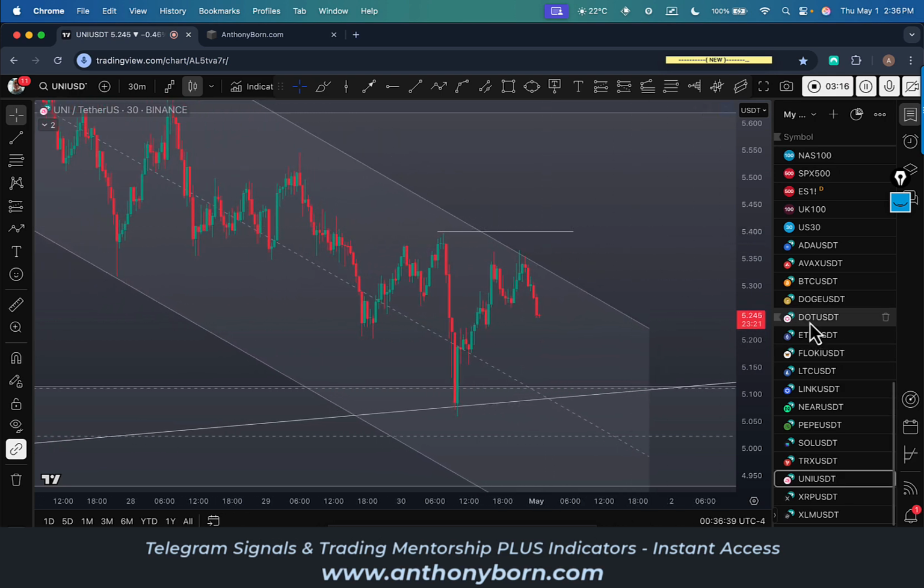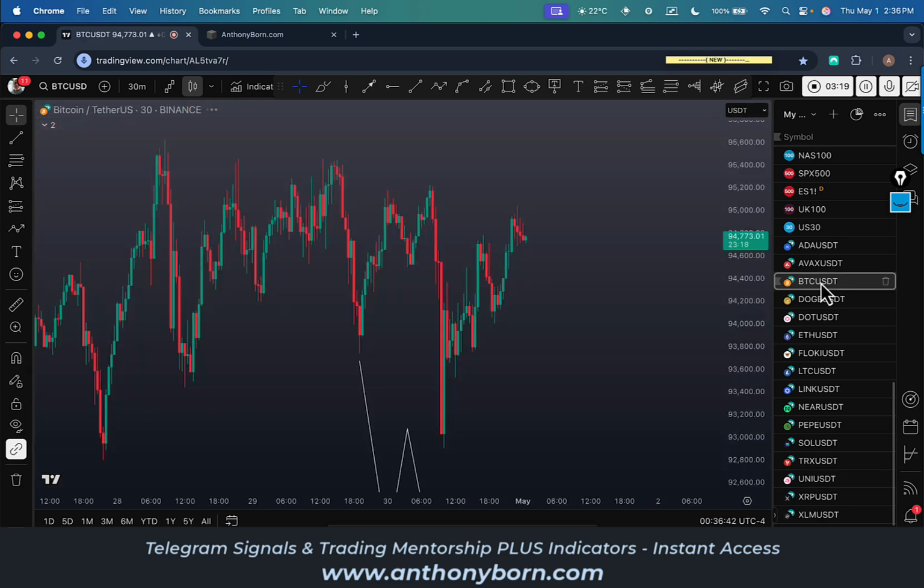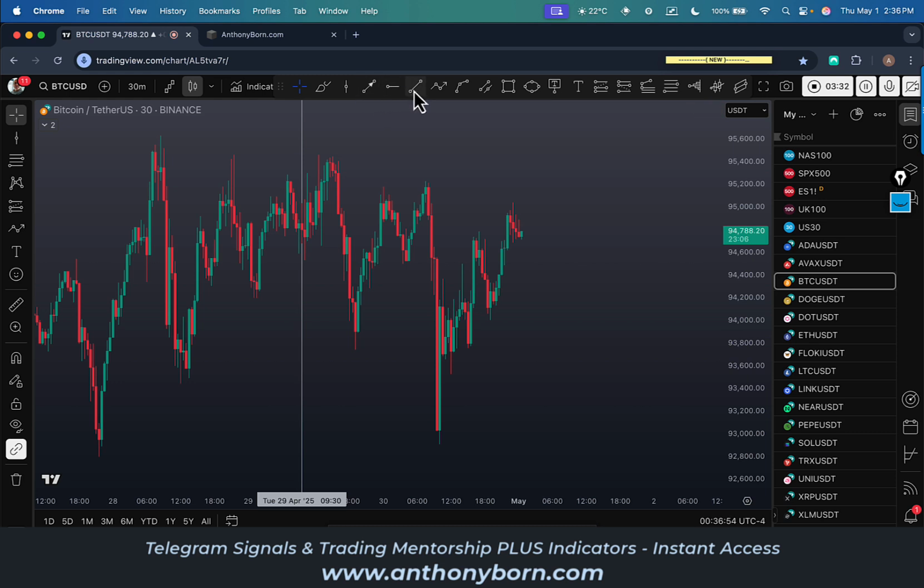Let's just have a quick look at Bitcoin, see what that's doing. Bitcoin at the moment, just remove the drawings. Look at this price action on Bitcoin. Hang on a sec. 30-minute chart, look, lower highs. Break of structure here, okay. Bitcoin could possibly roll over.